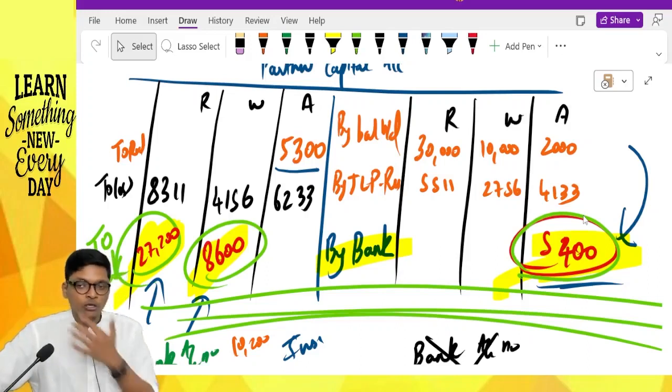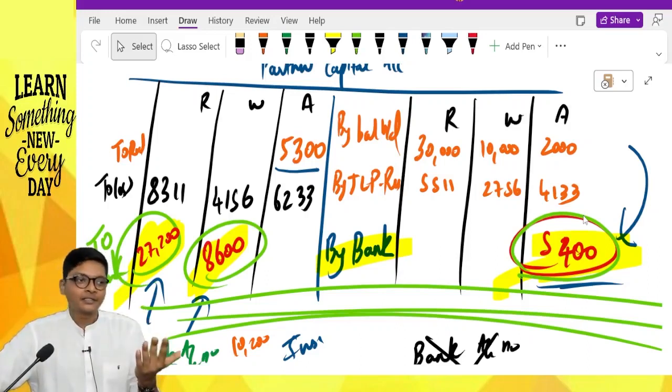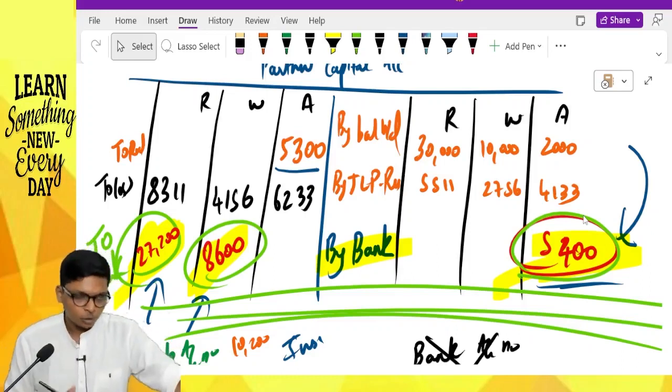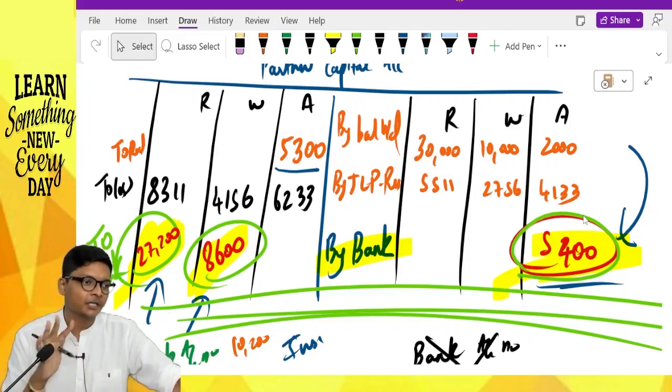Not capital ratio. So don't worry, at the end of the chapter I'll give you a note of half a page on which items use capital ratio and which use profit sharing ratio, for us to mug up. Don't worry, only for two things is it capital ratio. Rest of the chapter is profit sharing ratio.